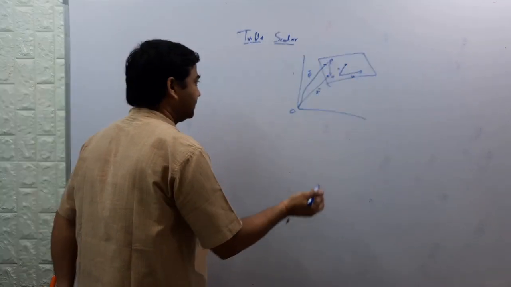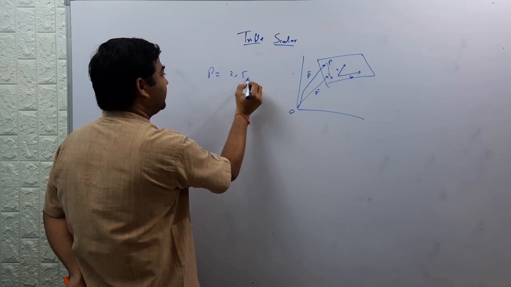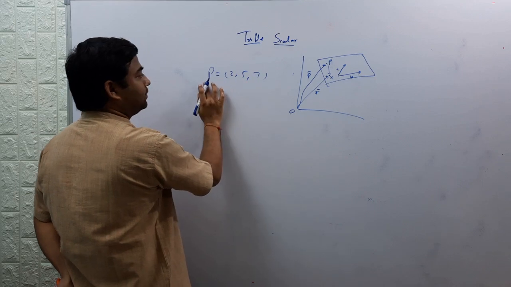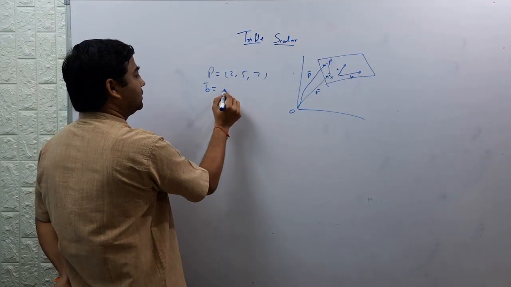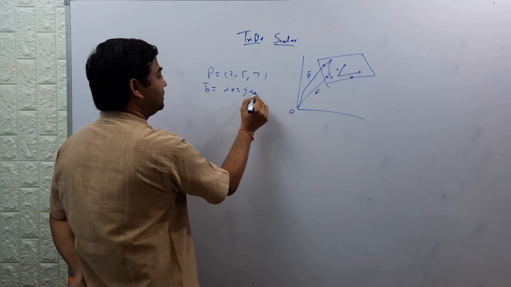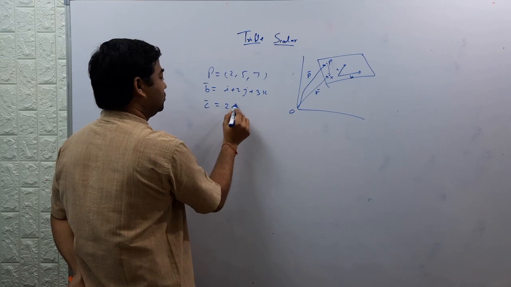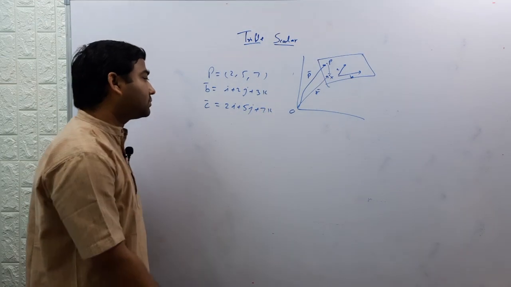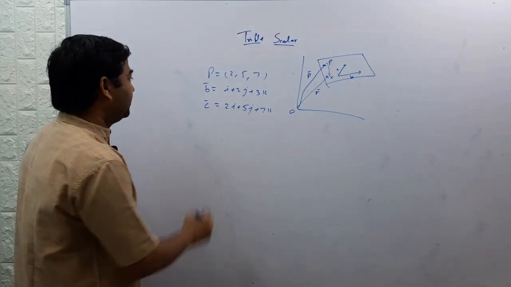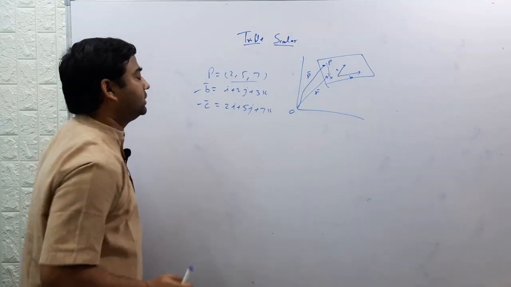Equation of plane. Let there be a point P, an arbitrary point (2, 5, 7). The plane passes through this point. Let there be a vector B equal to i plus 2j plus 3k. Let there be a vector C equal to 2i plus 5j plus 7k. The plane is parallel to vectors B and C and passes through this point.